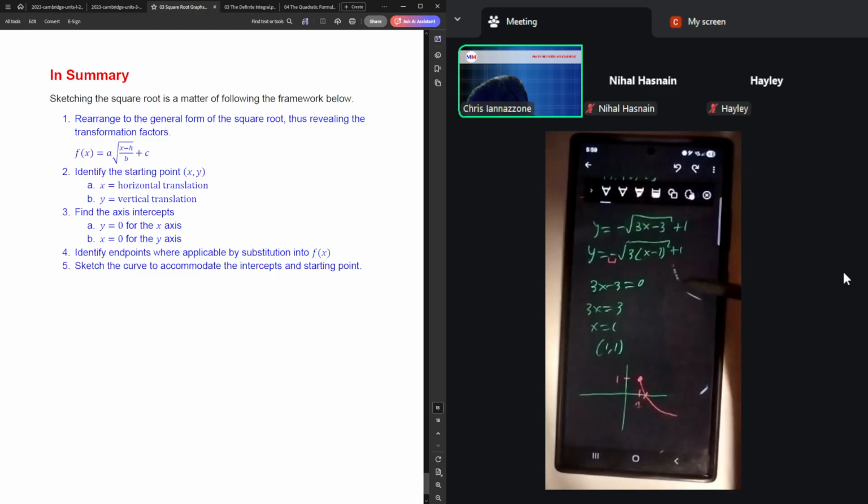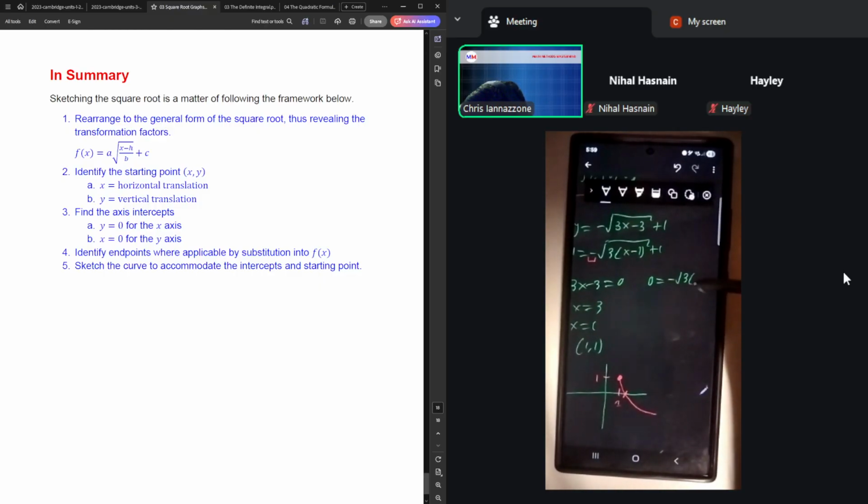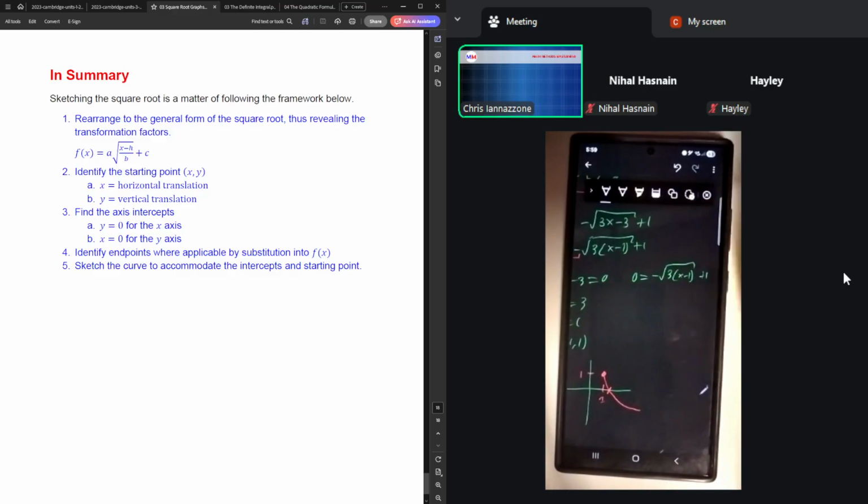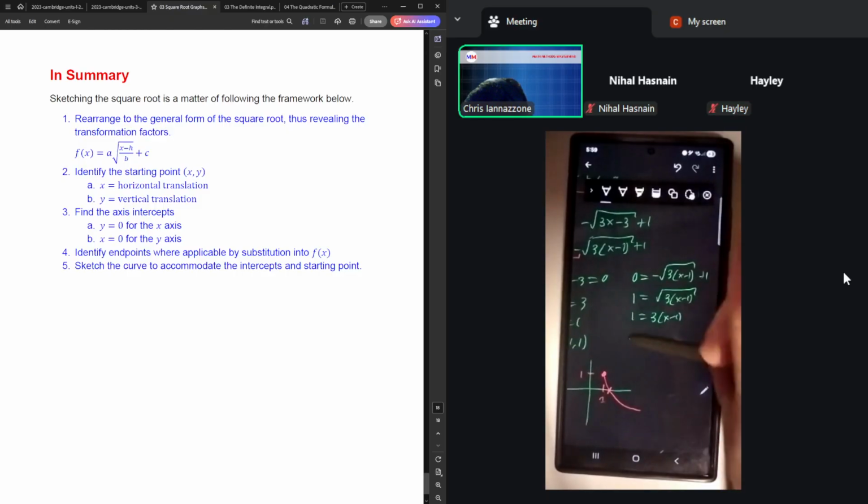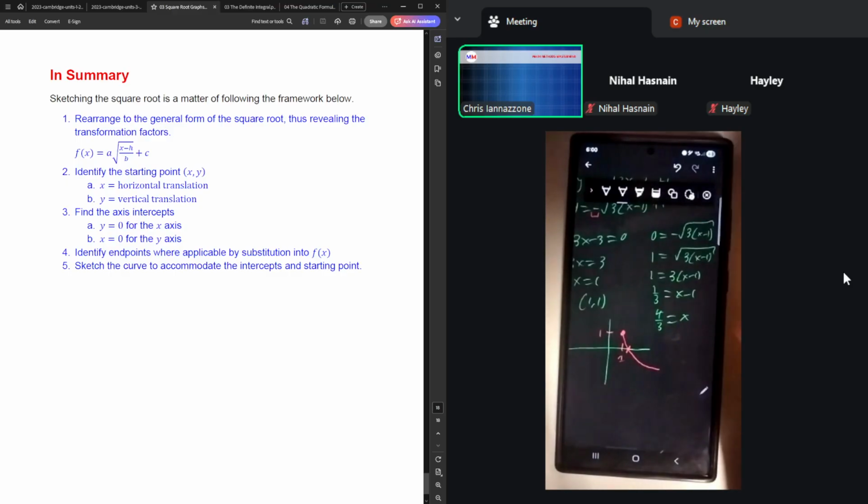Just like before, for x-intercepts, let y equal 0. So 0 equals negative square root of 3 bracket x take 1, plus 1. And the algebra here should be fairly okay. Subtract 1 from both sides, divide by -1. Root 3 bracket x take 1. Square both sides. 3 bracket x take 1 equals 1, so x take 1 equals 1 on 3. 4 on 3 is our x. Quick sanity check, 4 on 3 is indeed bigger than 1, so that number makes sense for the root.